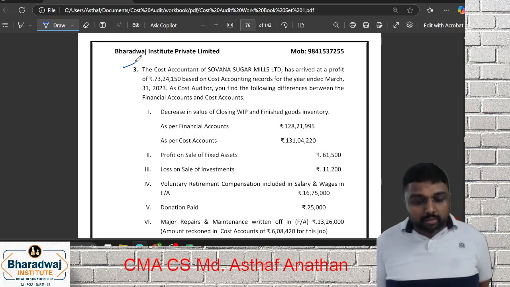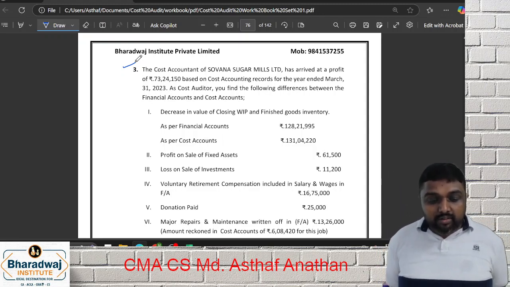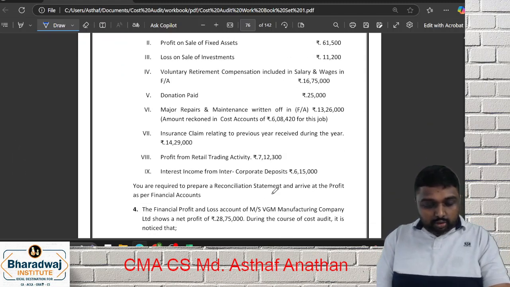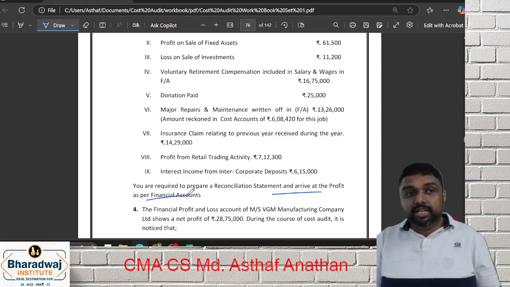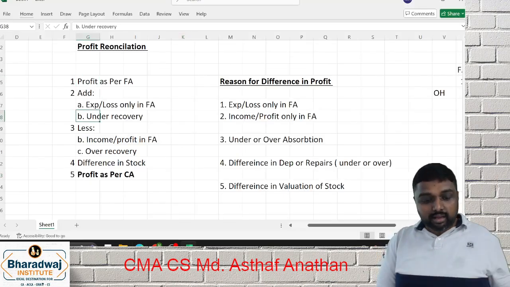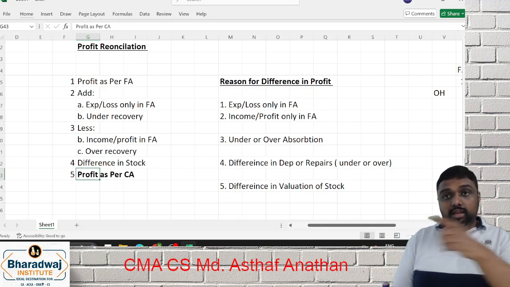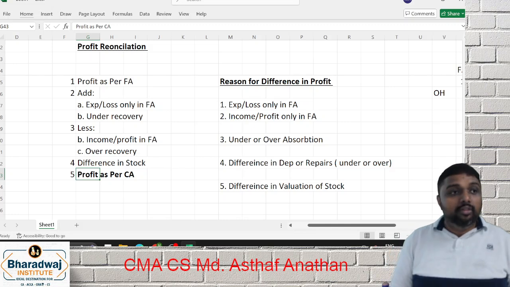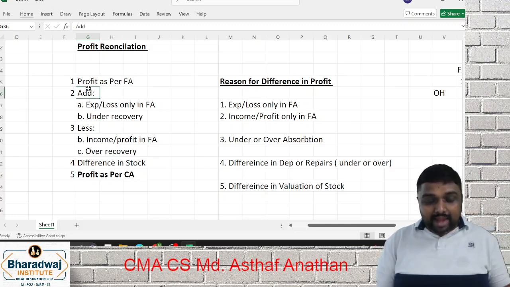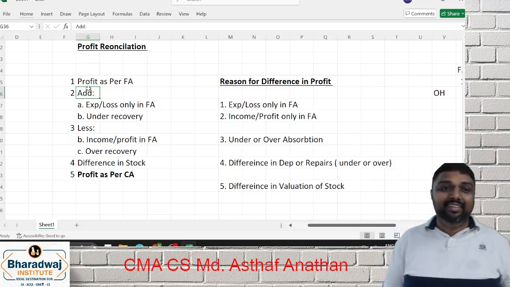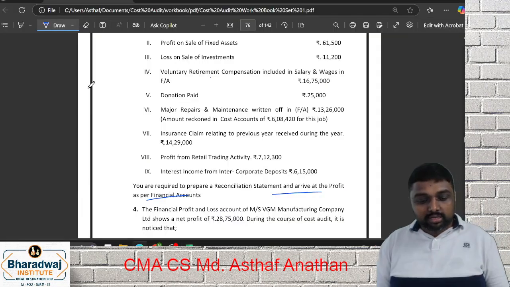The cost accounts of a company show a profit of 7324. So this is from cost audit. They are asking for a lot of details. You have to prepare profit as per financial accounts. In this format, I have given you financial and costing. Now, in this example, we start with costing and you have to get financial. So what will happen? Adding will come, less will come. Are you clear? Yes.